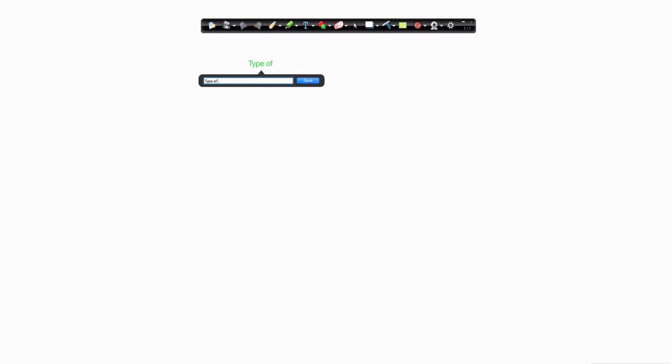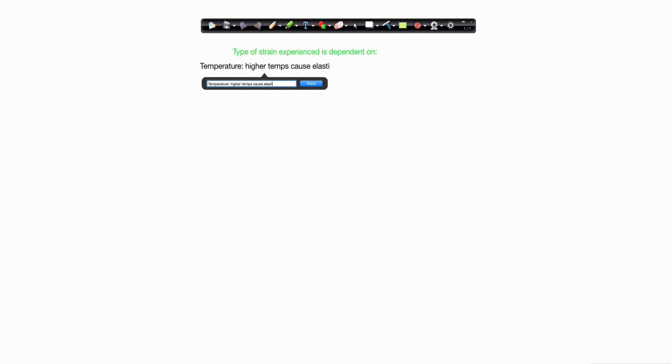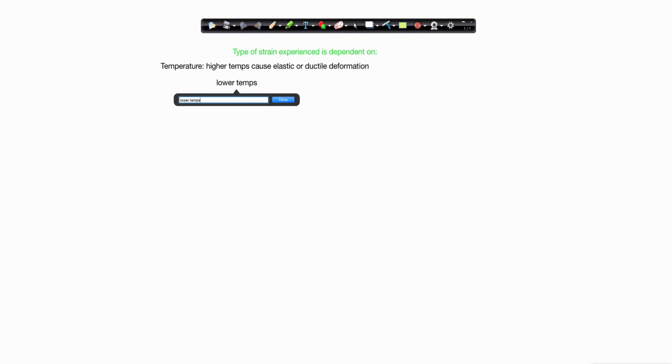The type of strain experienced is dependent on several things. First thing is temperature. Higher temps cause elastic or ductile deformation. Warm things are a lot more flexible than cold things, so they usually will bend and fold versus break. Lower temps will break. Rocks closer to the surface aren't as hot, because remember the geothermal gradient increases as you go deeper into the earth, but near the surface they're very cool and they have a tendency to break versus behave ductilely or elastically.